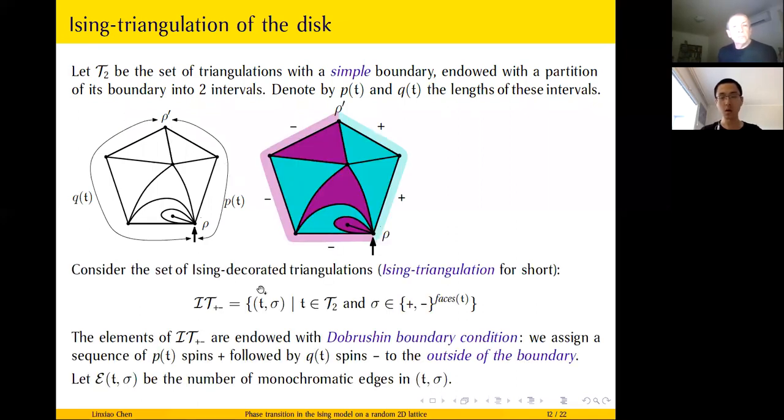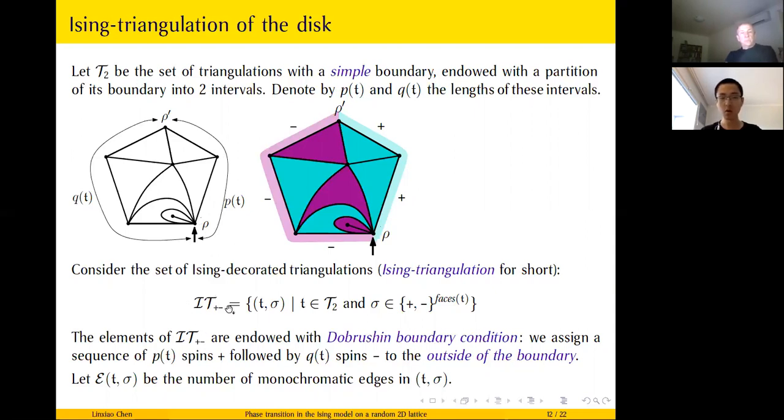And then I will put an Ising model on this triangulation. So I assign +1 or -1 to each face of the triangulation, and also I assign a boundary condition to each boundary edge. And in this talk, I will focus on the so-called Dobrushin boundary condition, which basically assigns a spin plus in the first interval of the boundary and a spin minus to the second interval of the boundary.